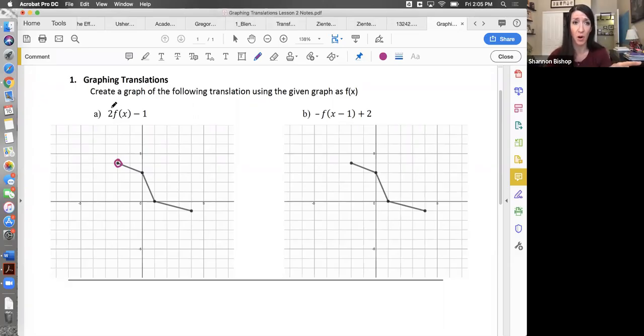For graph A, there are two transformations. There is an A value multiplying by 2, and then there's also a D value. How do I know that this is D? Because it's not inside the parentheses. So it's not a C value that's affecting the inputs. Nope, it's a D value that's on the outside, so it's affecting the outputs. So your A value is affecting the outputs by a multiplicative factor of 2. And then your D value is affecting your outputs by a subtraction of 1. Okay, this is all outputs that are being affected, but the order in which you apply it matters.